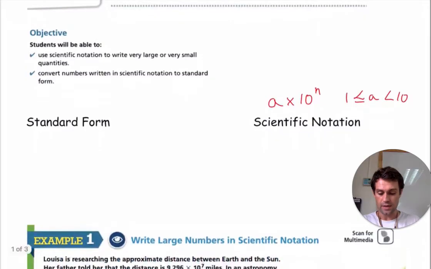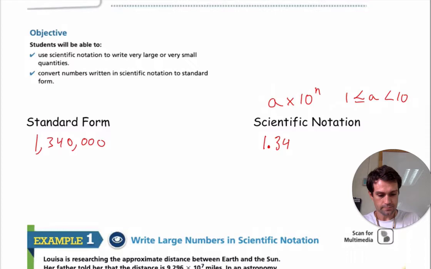Standard form is just the typical way we write numbers. So let's say we have 1,340,000. To write this in scientific notation, we would write 1.34, and this a value had to be bigger than 1, less than 10. We have our decimal here, and we count 1, 2, 3, 4, 5, 6. So it is 6 decimal places, so we will take times 10 to the power of 6, okay?